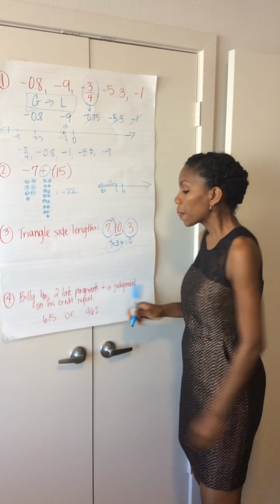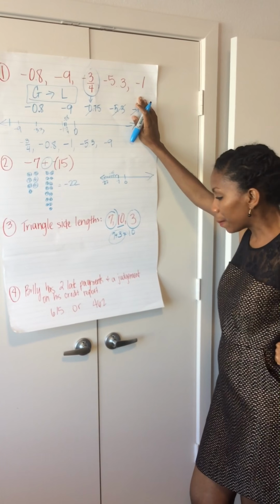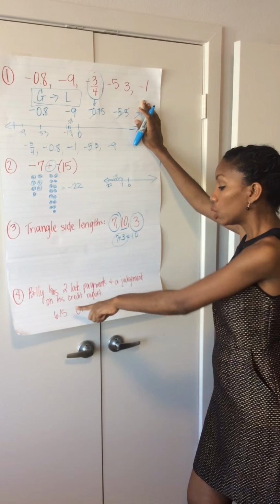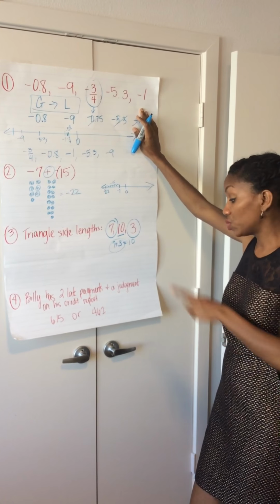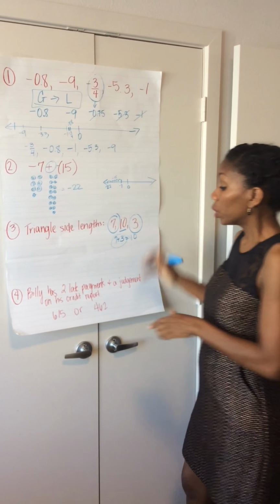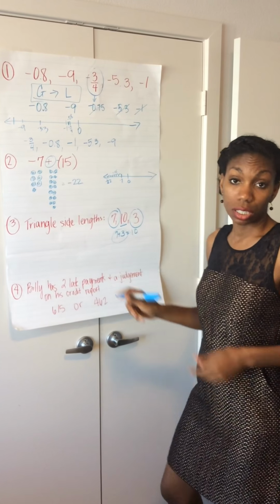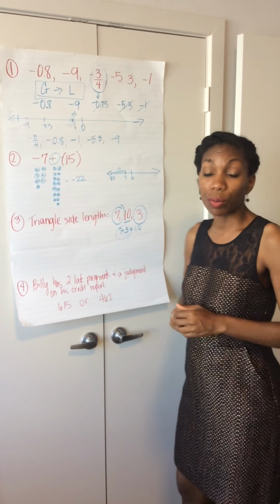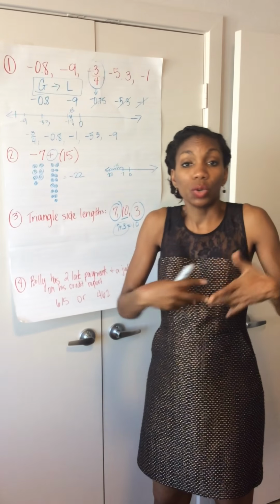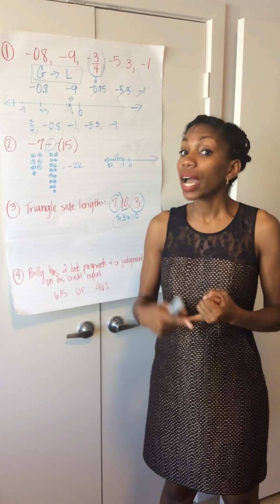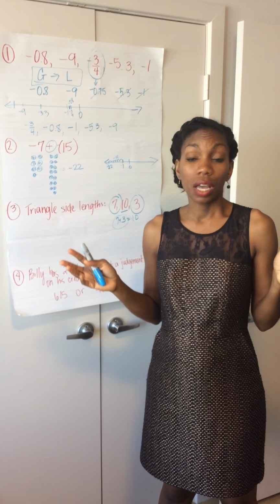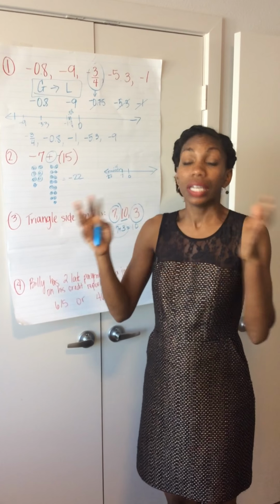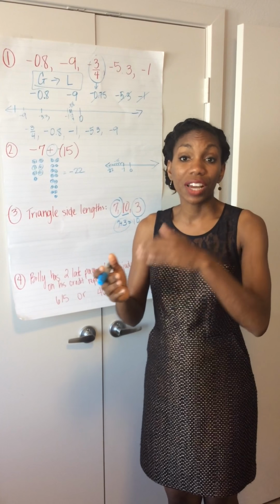All right, last problem. They told us that Billy has 2 late payments and a judgment on his credit report. Not good. So we're trying to figure out, is his score 615 or 462? Well, you guys, I actually went and looked this up because I've never had a judgment on my account. But what a judgment on your credit report is, that is something that you had to go to trial for, maybe for child support. You know, maybe some parents got divorced or something.